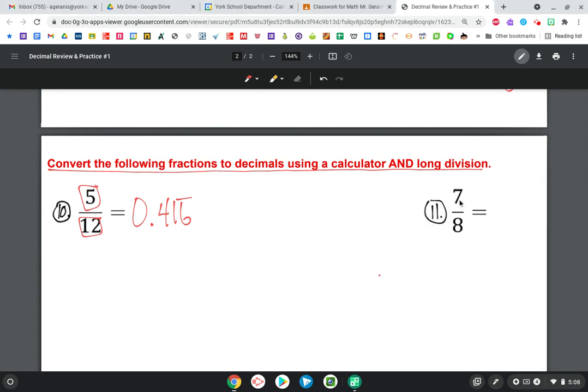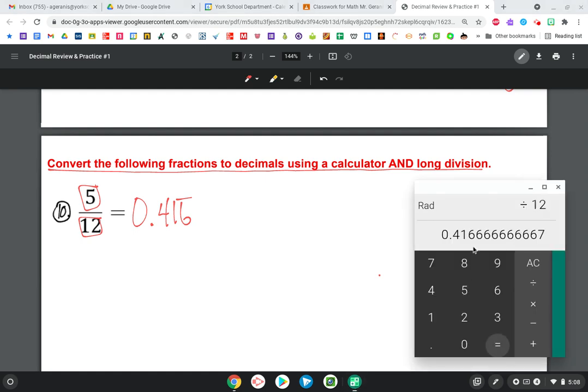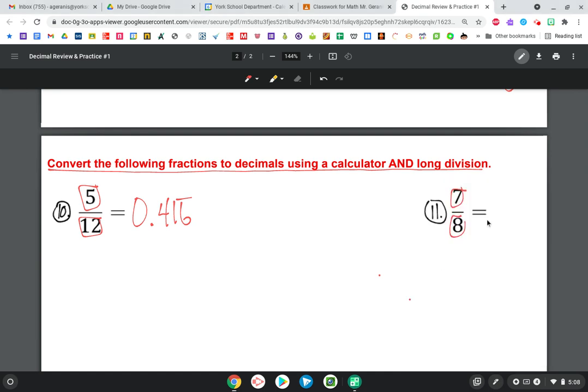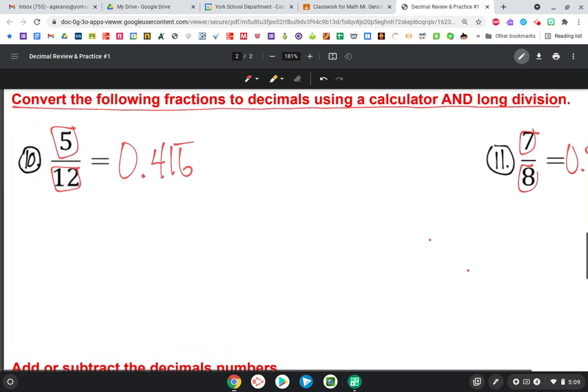All right, and here we have, in number 11, 7 divided by 8. So let's do that problem with a calculator. Let's see here. We'll clear it, and we'll do 7 divided by 8. And we'll get 875 thousandths. So we'll write that 0 and 875 thousandths. Now we must use long division. So let's go back to number 10 and use long division.